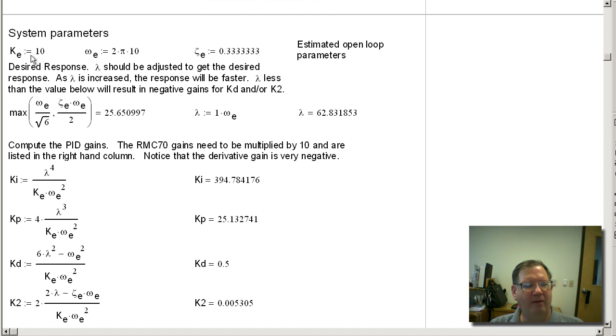I'm going to start out by having a gain, natural frequency, and damping factor for my hydraulic actuator. I'm going to call these estimated loop parameters, because you don't really know what the true transfer function is. It's certainly not going to be linear, but we can estimate using system identification methods. And like I've said in other videos, that's key to success in doing closed loop control.